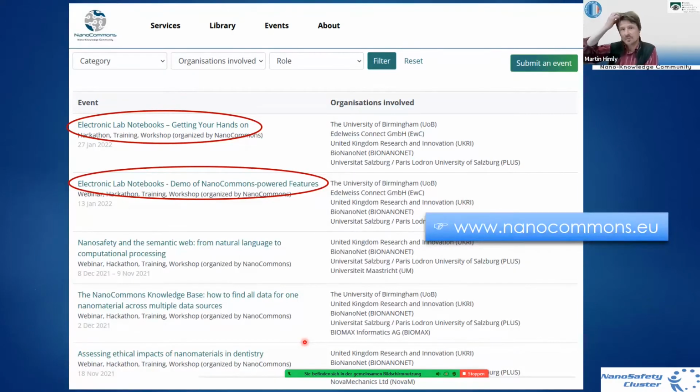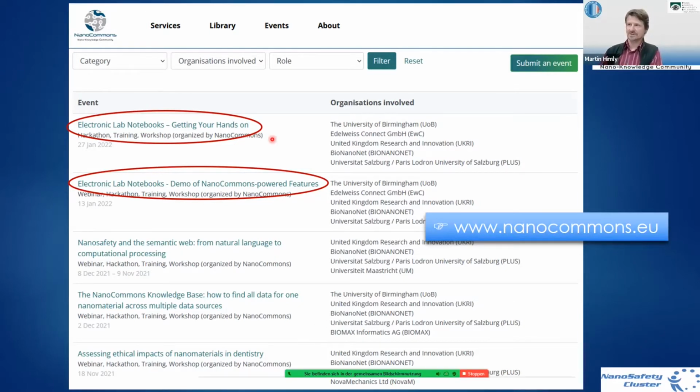Good. So we have had a number of training events already, and I have mentioned electronic laboratory notebooks a couple of times already. We had a couple of trainings on that, and you would be able to find some background material on how this can be established, what this can provide, and how you can use it also in international teams cooperatively.